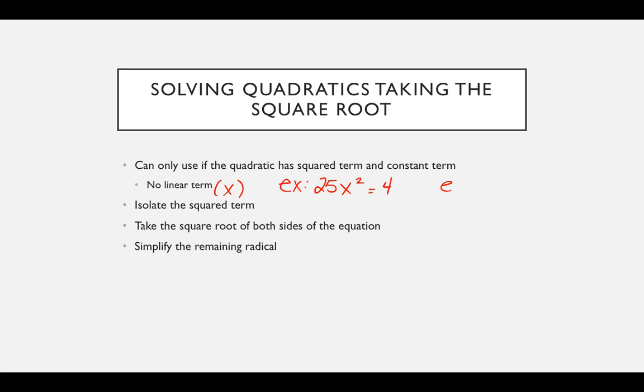Whereas something like 25x squared plus 3x equals 4, this x term means that we can't solve by taking square roots. So in order to solve by taking square roots, you're going to isolate that squared term. So we're going to isolate that x squared. Then you take the square root of both sides of the equation. One thing to note here is that when you take the square root, you do get a positive and a negative. So we'll put that plus or minus as part of our solution. And then we simplify the remaining radical.